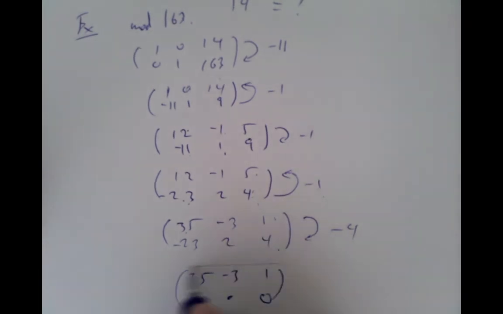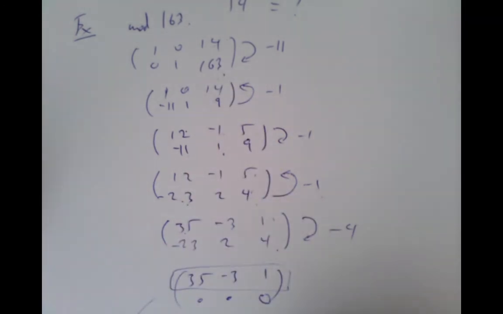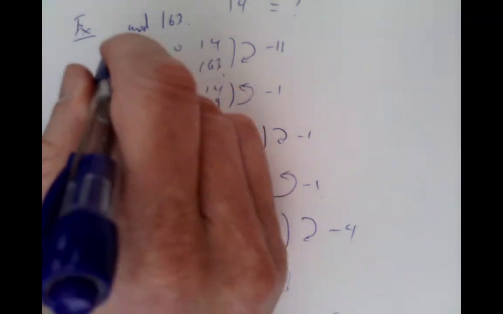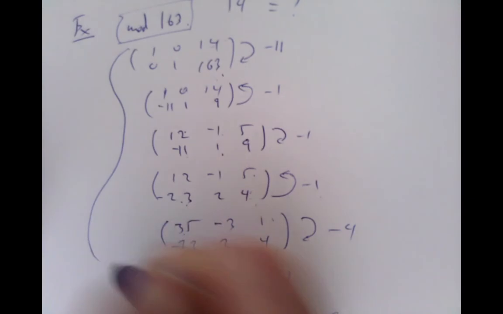So that gives us our Bézout coefficients. So we work out from the theory of Bézout coefficients that 35 times this guy, 14, minus 3 times the 163 equals 1. And now I can mod out the 163s because I want to work modulo 163. We're trying to work modulo 163. By the way, these are not modulo 163.